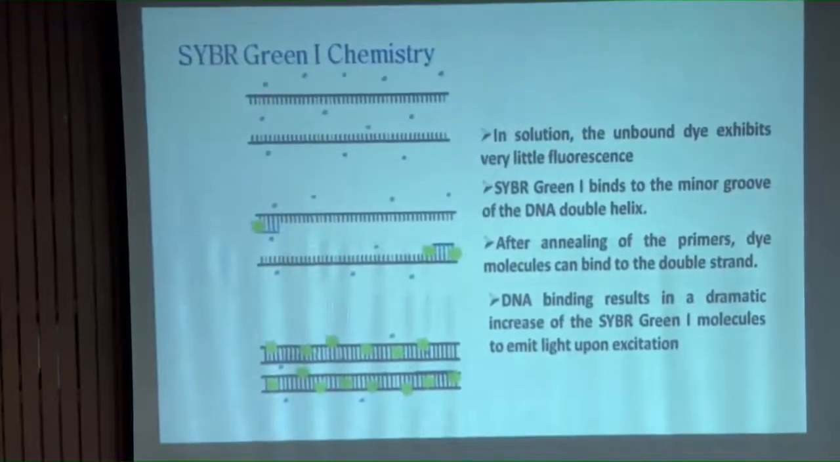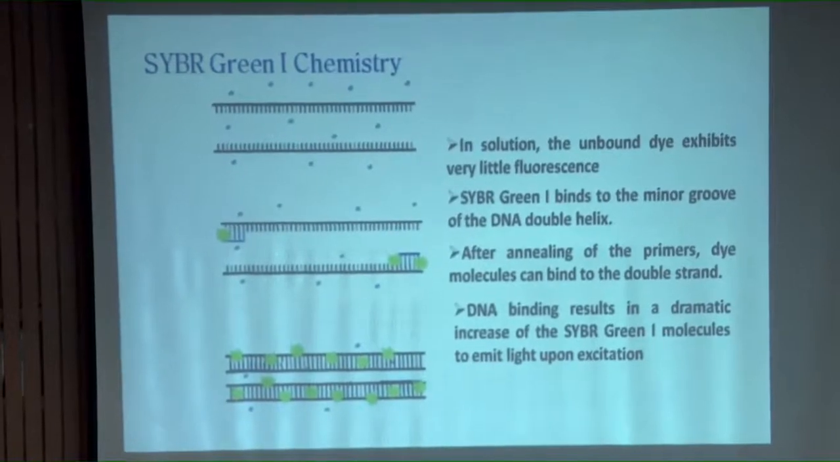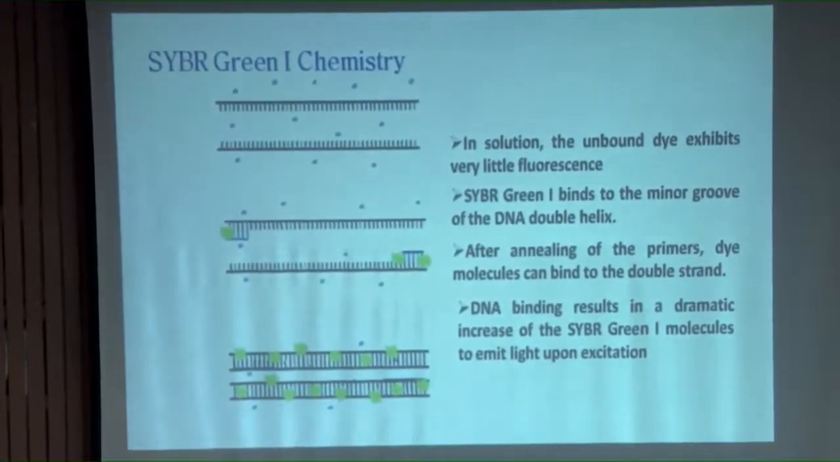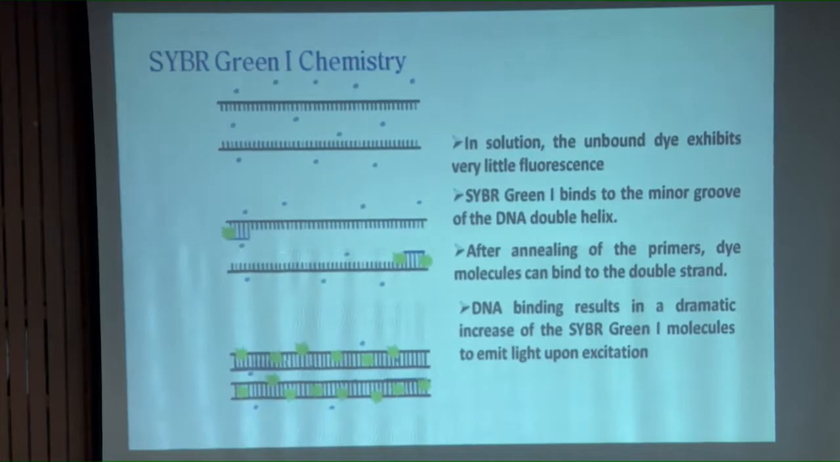Suppose when you reach around 20th cycle, just imagine 2 power 20 targets are created, or the template has released 2 power 20 targets, it depends upon the primers, correct? And that much quantum of your double stranded DNA is already having SYBR Green intercalated in the minor groove. Is it clear to all of you?